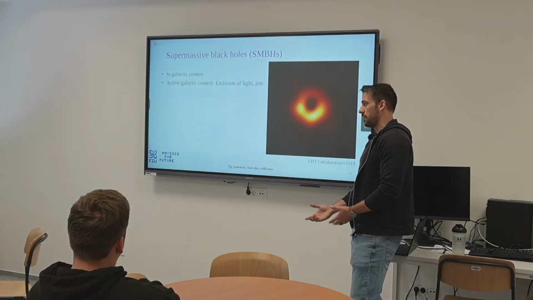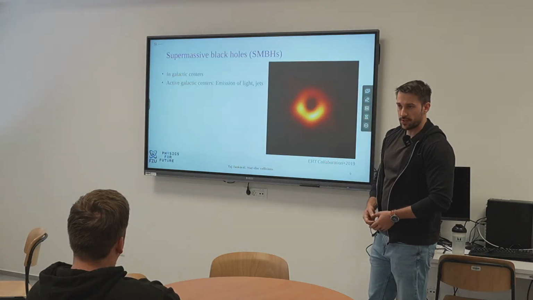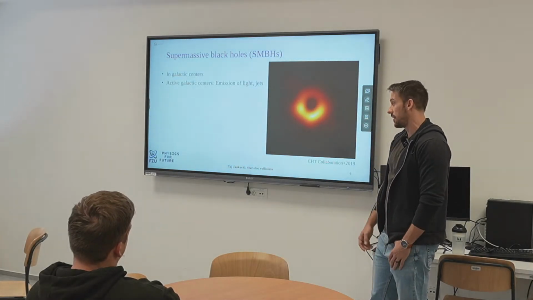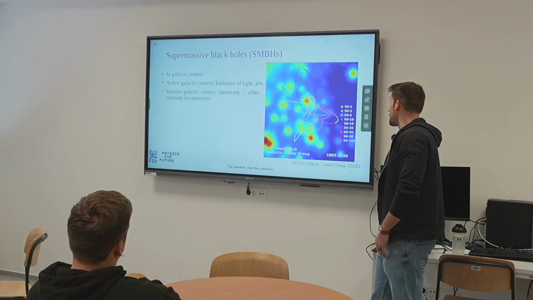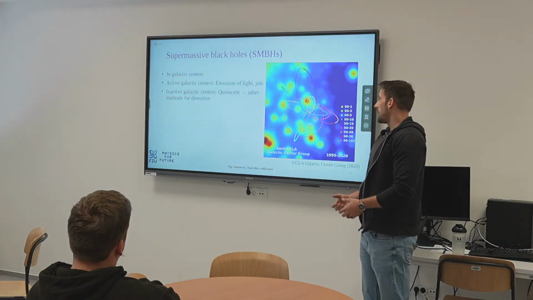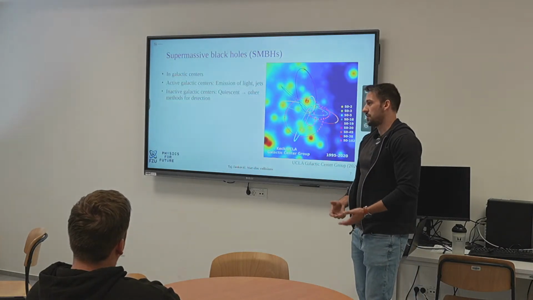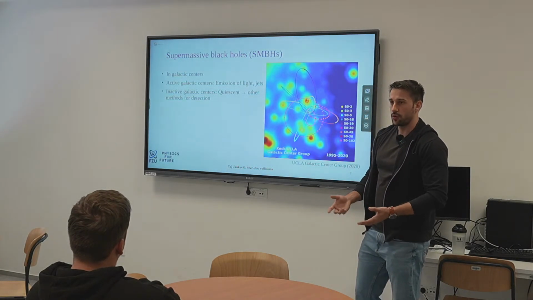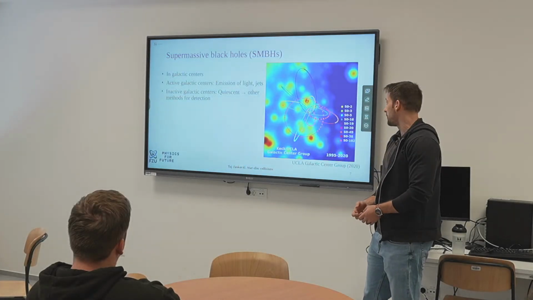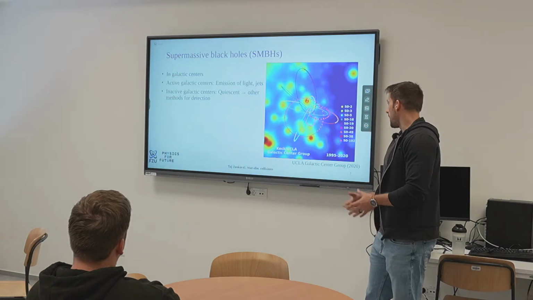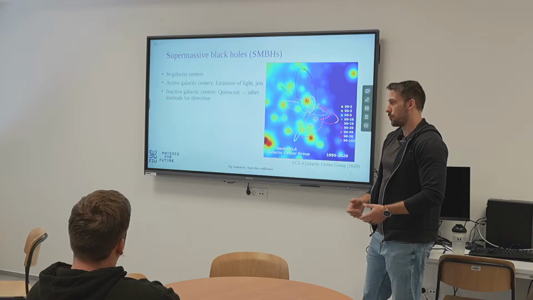For example, this can be either an accretion disk or jets, these high velocity outflows launched from the vicinity of black holes. And then we have inactive galaxies, so galaxies which don't have any strong source emitted for a longer period of time from their vicinity. They are in what we say a quiescent state. And for these black holes, we need some other ways of detecting them.